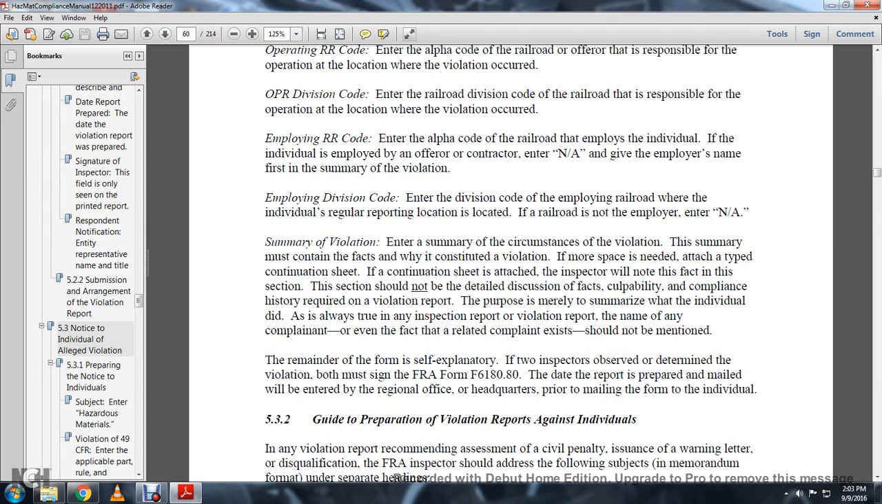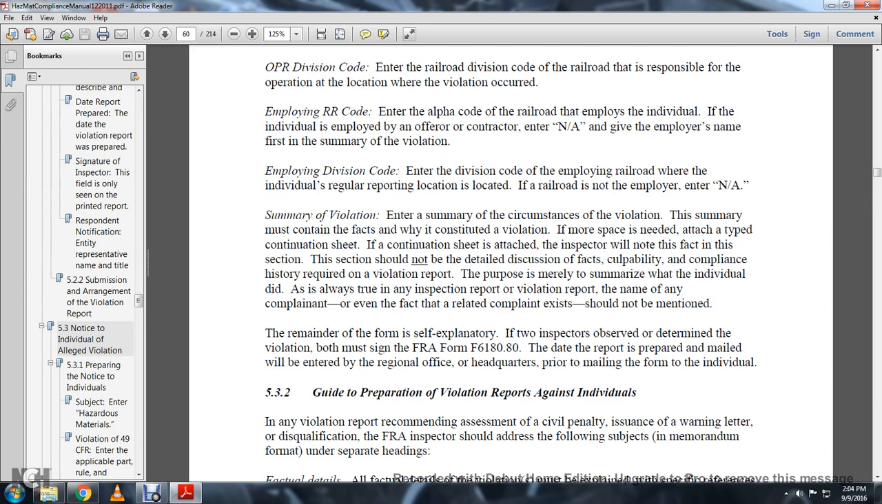If more space is needed, a type of continuation sheet is attached. The inspector will note that the facts section should be a detailed discussion of the facts, the culpability, and the compliance history required on the violation, not merely a summary of what the individual did, as well as the true inspector's report. The name of the complaint, and even the fact that a related complaint exists, should not be mentioned. The remainder of the form is self-explanatory.